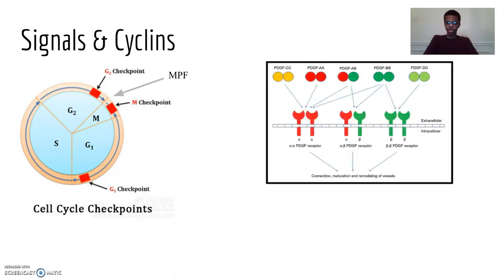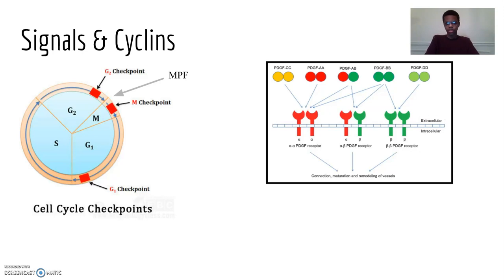Another example is PDGF, platelet-derived growth factor. This is platelets moving into a new wound to be able to heal it. So more and more platelets will come to the wound. They'll cause the cells there to divide more and more so it can heal faster.